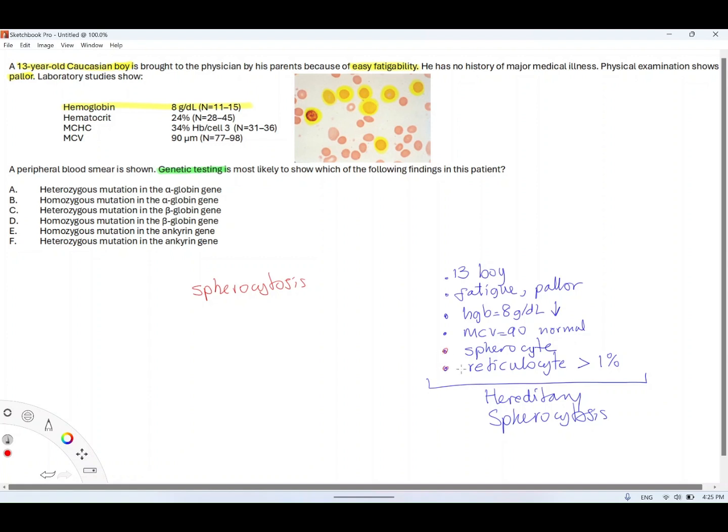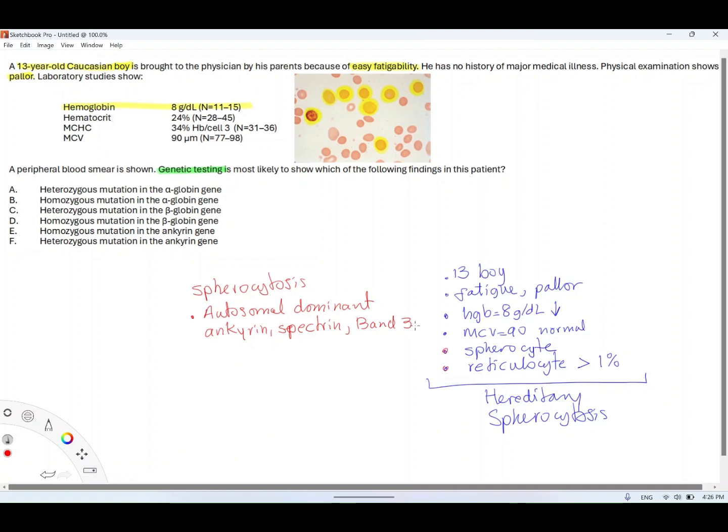or peripheral smear. Now, if that is the case, what is the underlying cause of spherocytosis? Spherocytosis is autosomal dominant, a mutation of ankyrin, spectrin, and band 3, or you can say band 4 sometimes. So one of these proteins.